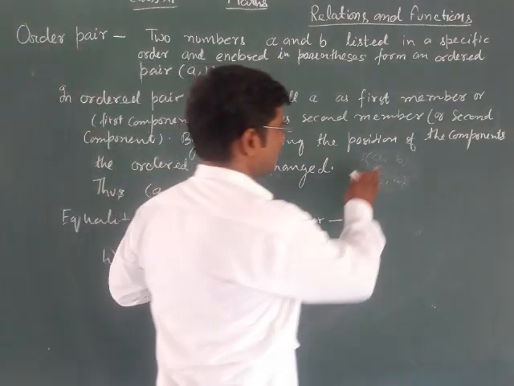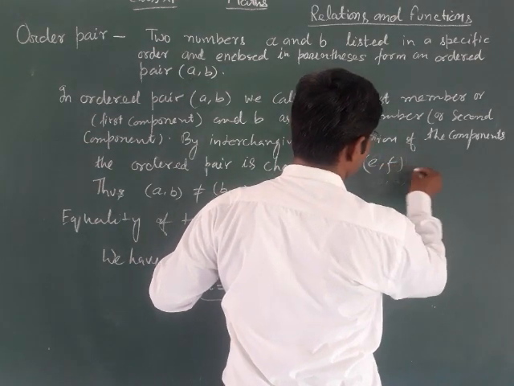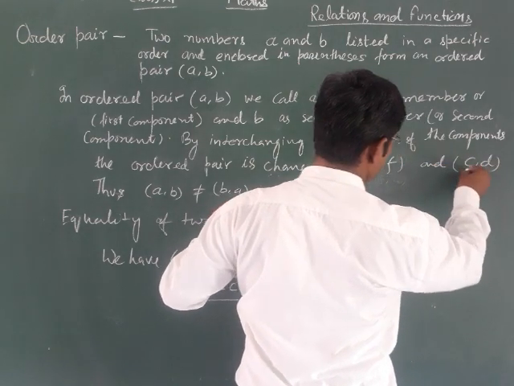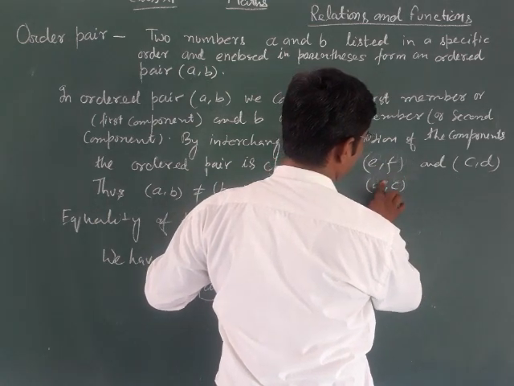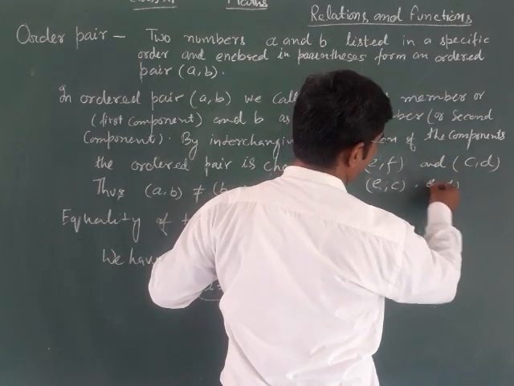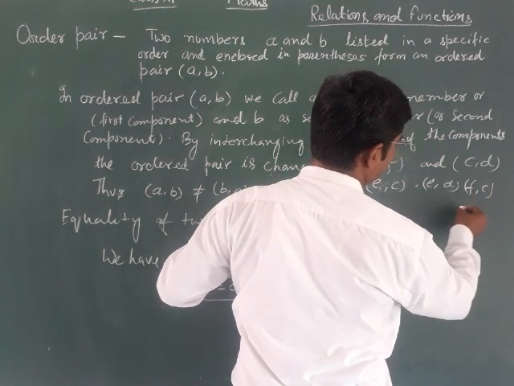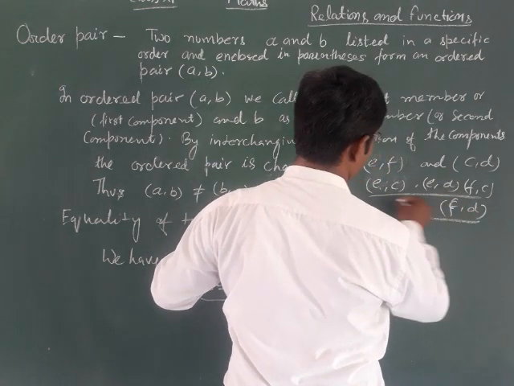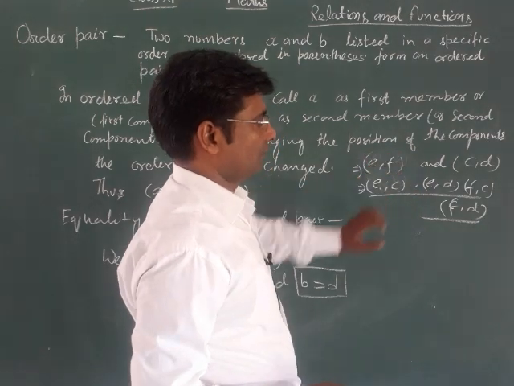For example, suppose the sets are {E, F} and {C, D}. So the ordered pairs are (E, C), (E, D), and also (F, C) and (F, D). So these are ordered pairs, written in a specific order.